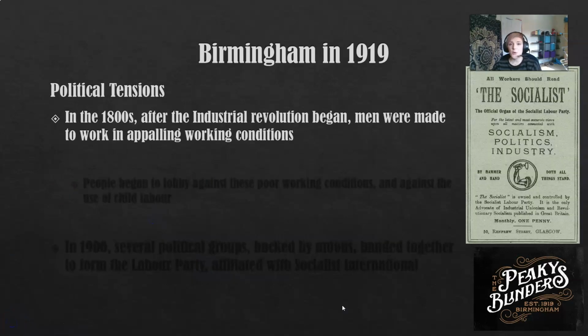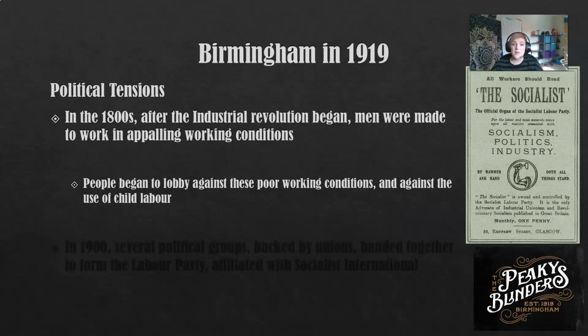In addition to those poor living conditions, they also had terrible working conditions, and this is what inspired the political tensions. So in the 1800s, quite a bit before the first episode of Peaky Blinders was set in 1919, but after the Industrial Revolution began, men were being made to work in appalling working conditions, with no protective equipment and breathing in gas and smoke all day, every day. Young children were also expected to work in factories, and often these were children far younger than 10.